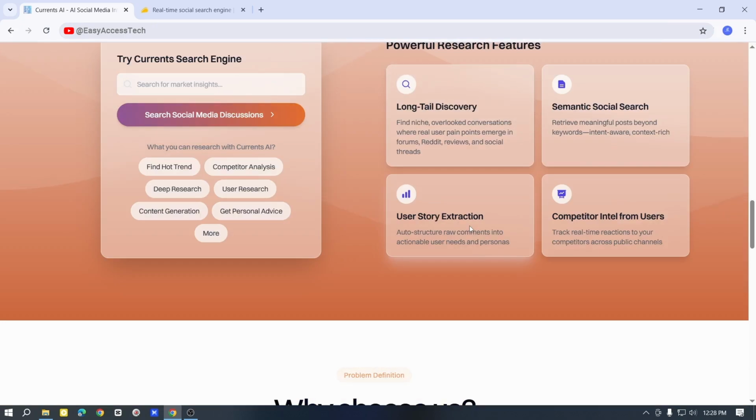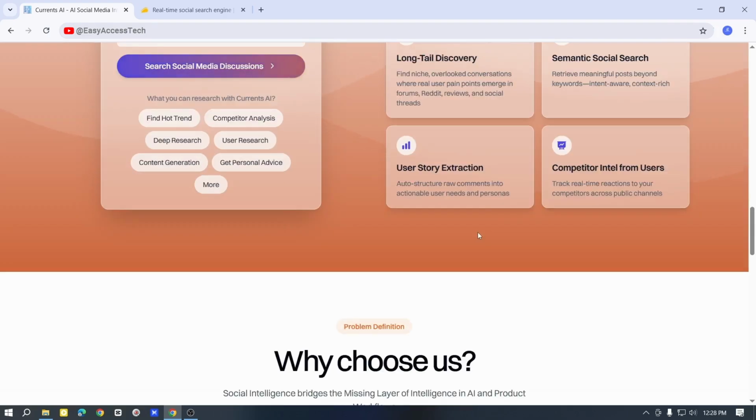And also, Currents is not only about marketing. It can also help you to predict product development, content creation, and even investment decisions. Anywhere data and future planning matter, Currents can give you insight.